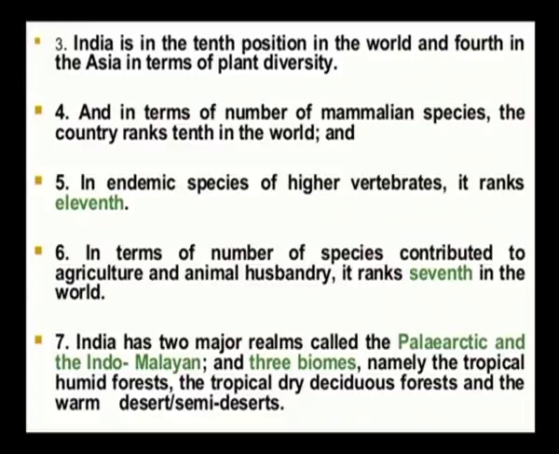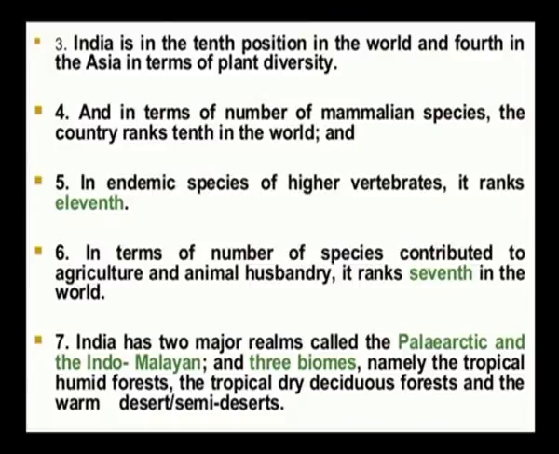And in terms of number of mammalian species, the country ranks 10th in the world, and in endemic species of higher vertebrates, it ranks 11th. In terms of number of species contributed to agriculture and animal husbandry, it ranks 7th.